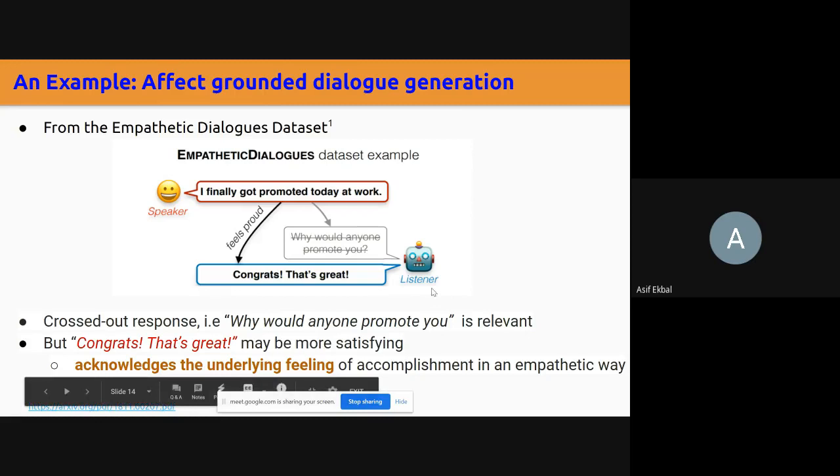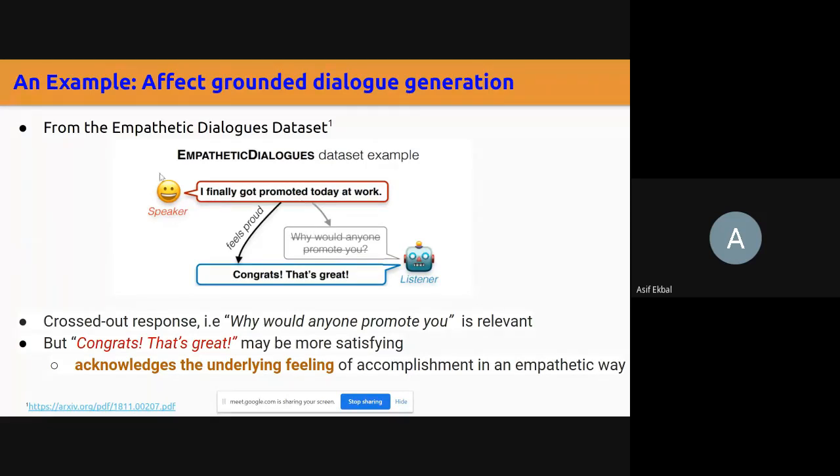But if the listener says, okay, congrats, that is great, then the speaker will be happier because the listener is recognizing the promotion of the speaker in his work, right? Because of that, the speaker will feel satisfied and will like to talk more with the listener. But if the listener responds like the cruel one, the speaker will not be happy and will not continue the discussion anymore. This is what an actual bot should do.